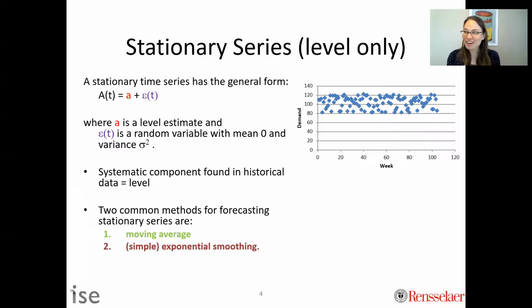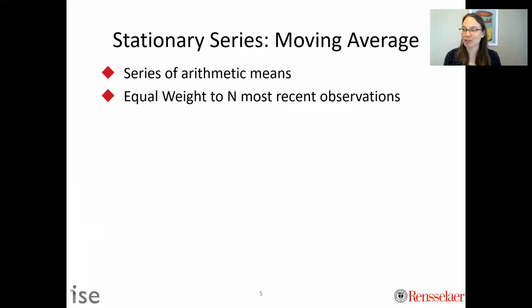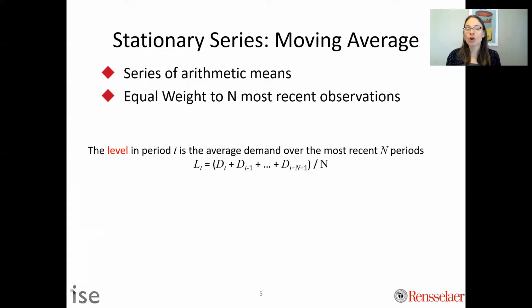So let's get started with moving average. Again, you have likely seen this before. It's just a series of arithmetic means. What we're doing is saying, okay, we want to give equal weight to the n most recent observations. So you may have seen a 3-week moving average, or a 7-day moving average. That's what this is.